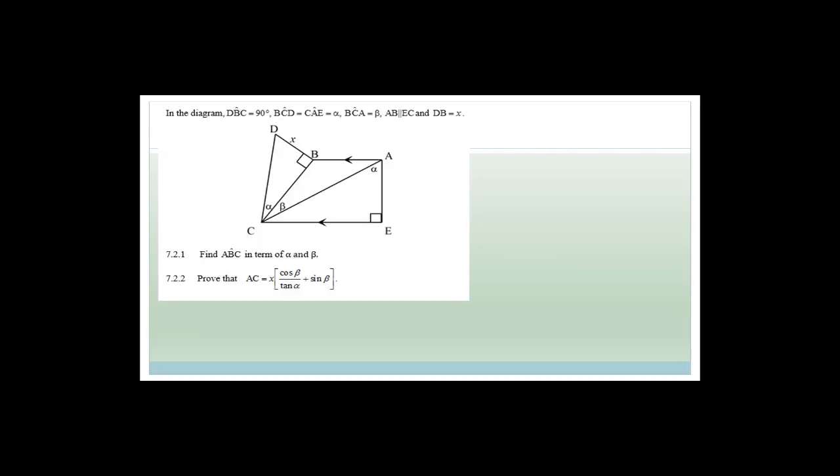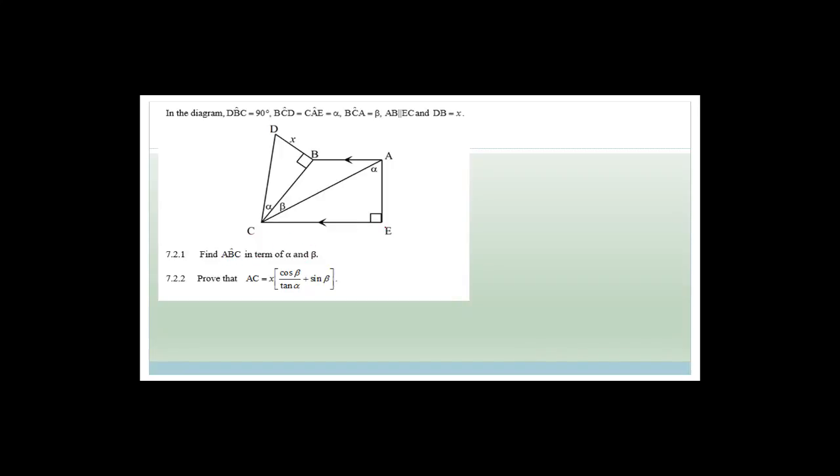Right, so yesterday we started this question and I thought it would be better to do this question again from the start in order to get the true reflection of how to do it. So it says in the diagram DBC equals 90 degrees. They also tell you that BCD is equal to CAE, which is alpha, and that BCA is beta, and they tell you that these two lines are parallel and DB is X. Let's find AC in terms of alpha and beta.